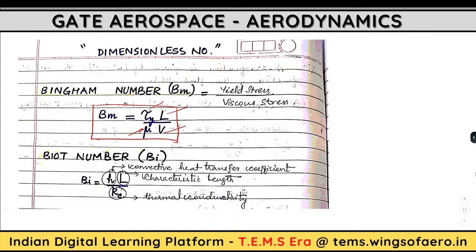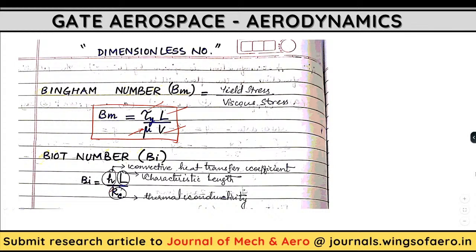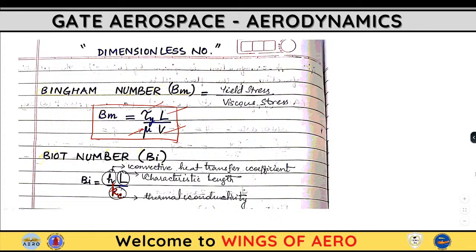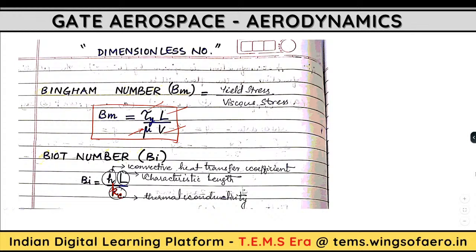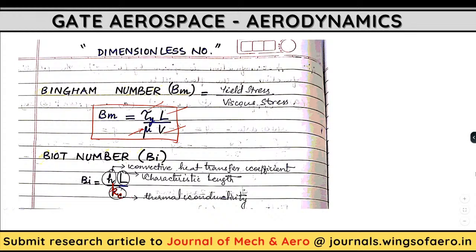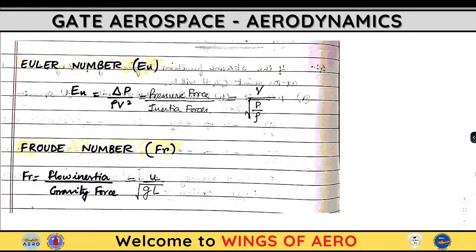Next number is the Biot number. It is represented as Bi. So let's see what the formula is. Bi equals hL by k. Let's see one by one. h is the convective heat transfer coefficient. L is the length of the plate. k is the thermal conductivity of the plate. Remember the formulas. That is very important. I'm telling you repeatedly.